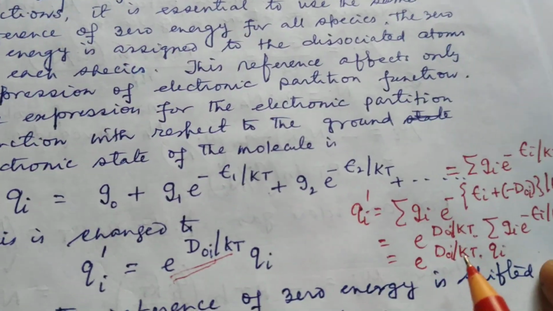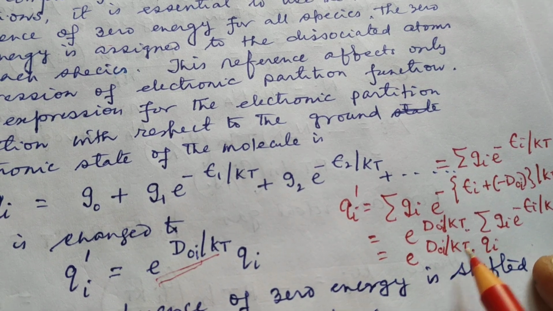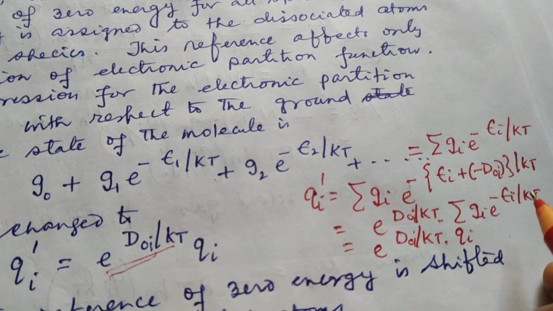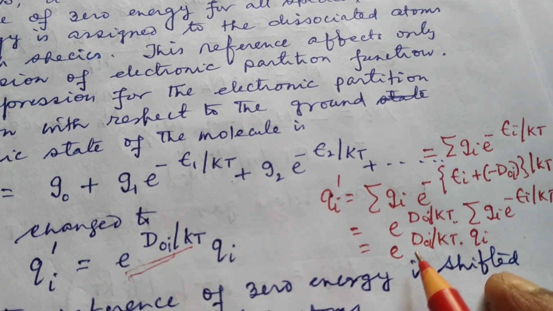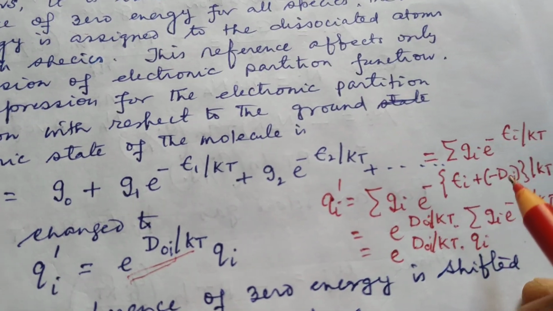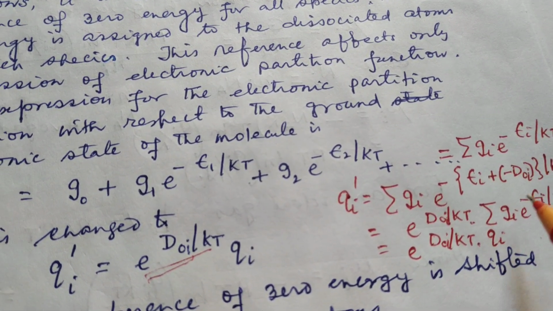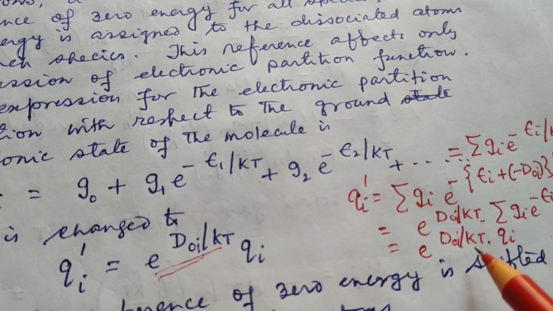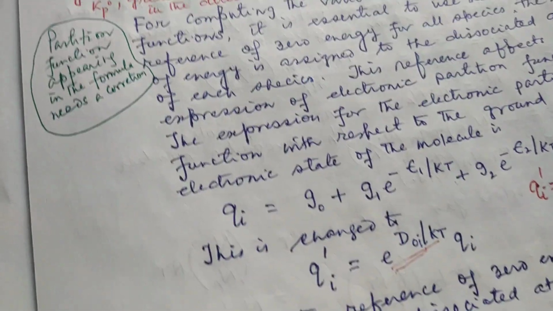So this equals e to the power D0i by kT times the sum of gi e to the power minus epsilon i by kT, which equals e to the power D0i by kT times Qi. So we have introduced an additional term, e to the power D0i by kT. Now why is this additional term here?